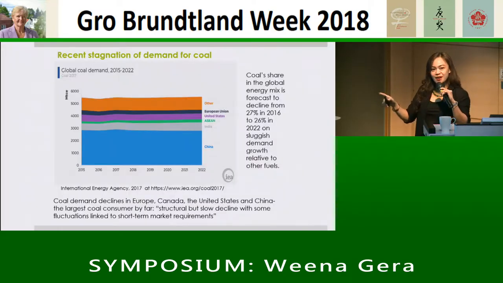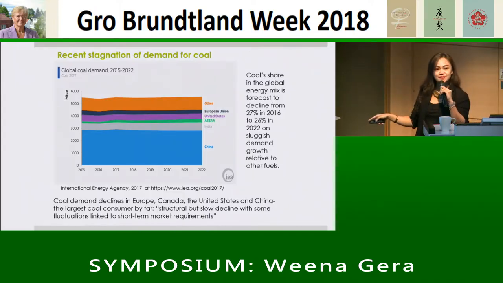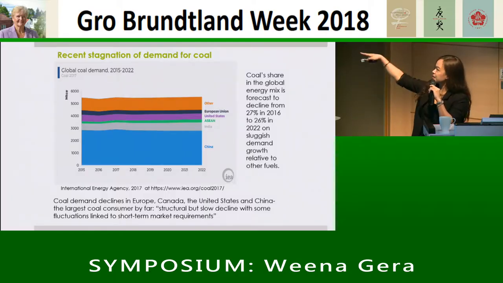What we can see now is that there are those who are saying that coal is basically a dying industry, that it's going to disappear at some point because of these records, that there is a recent stagnation of demand for coal. So you can really see them on a straight line. In the case of Europe, Canada, the US, there seems to be a really slow decline, including China. But the case of China is a slow decline. So there's a forecast there from 27 to 26% because of this sluggish demand.